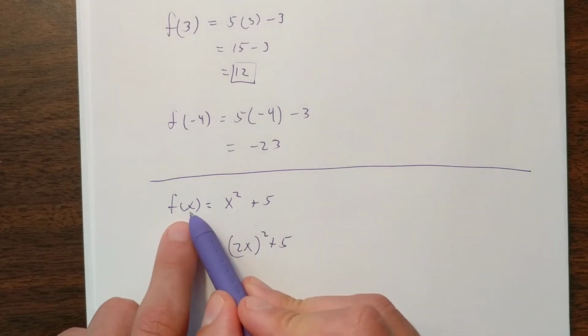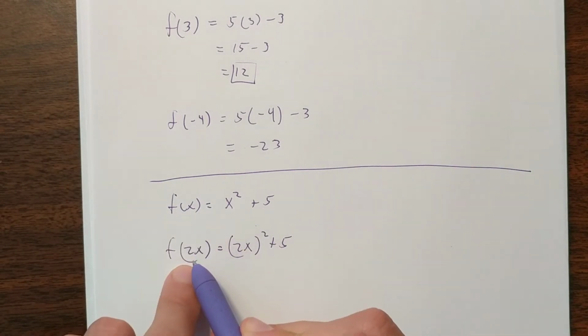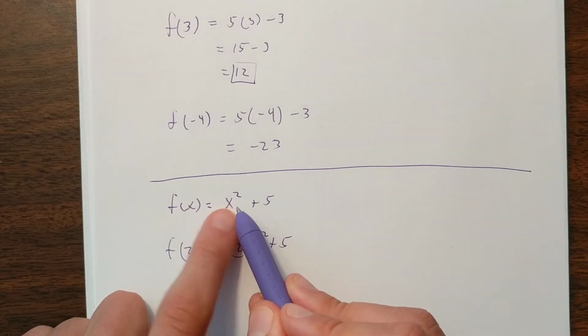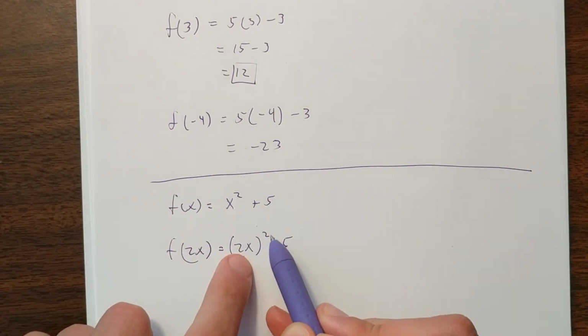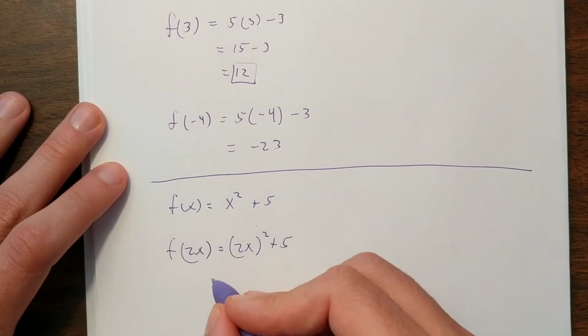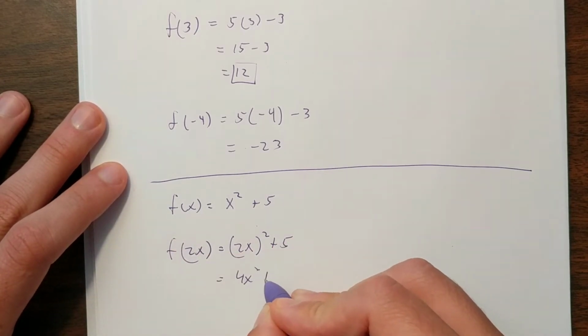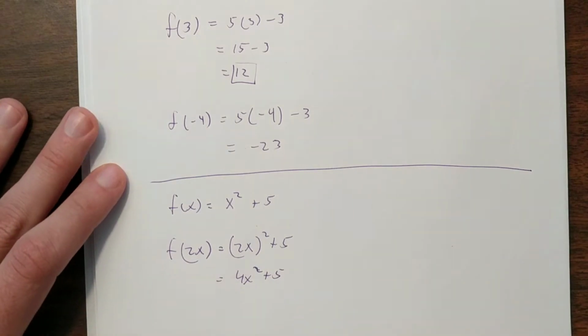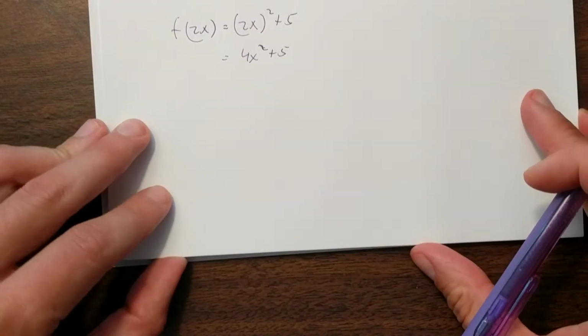Basically what happens is wherever you see the x, that's where you put whatever's inside here. So wherever I see the x, I have to put in 2x. So 2x squared plus 5, which is 4x squared plus 5. And so we're done. I just want you to simplify. All right, so let's do another one.